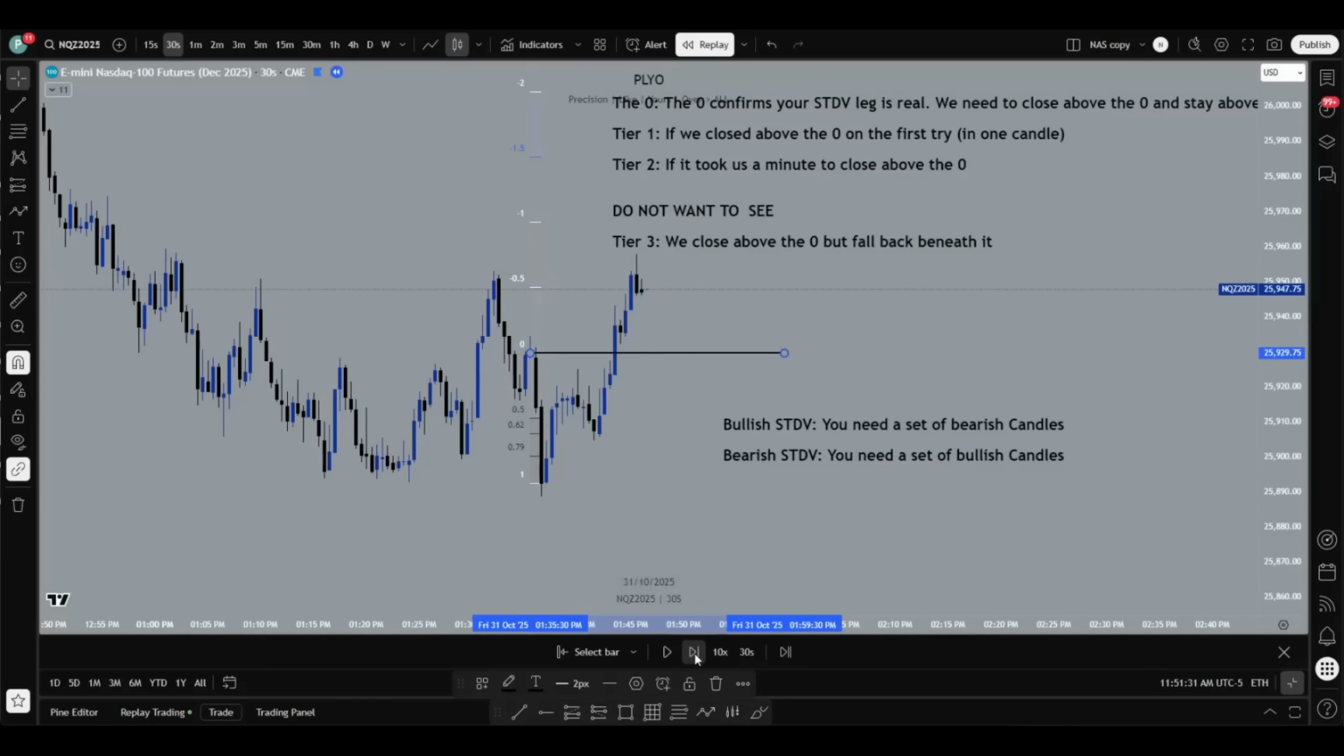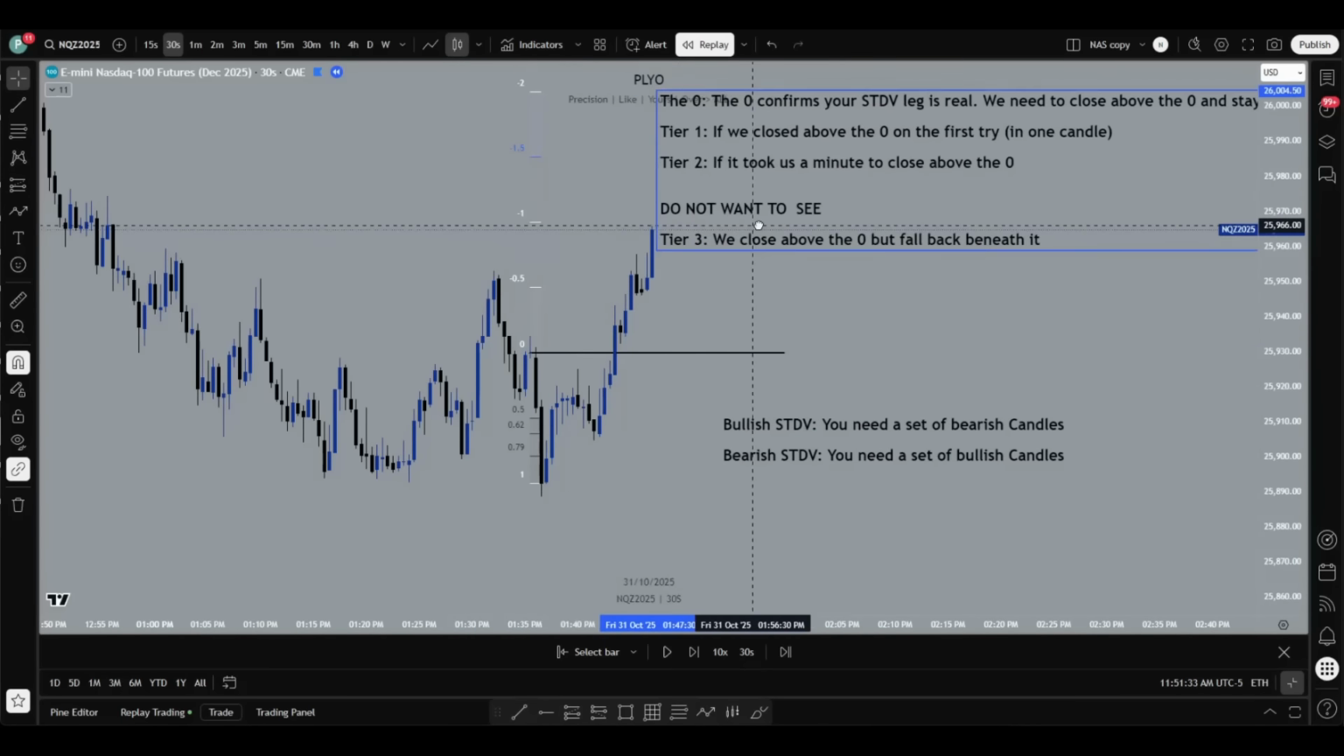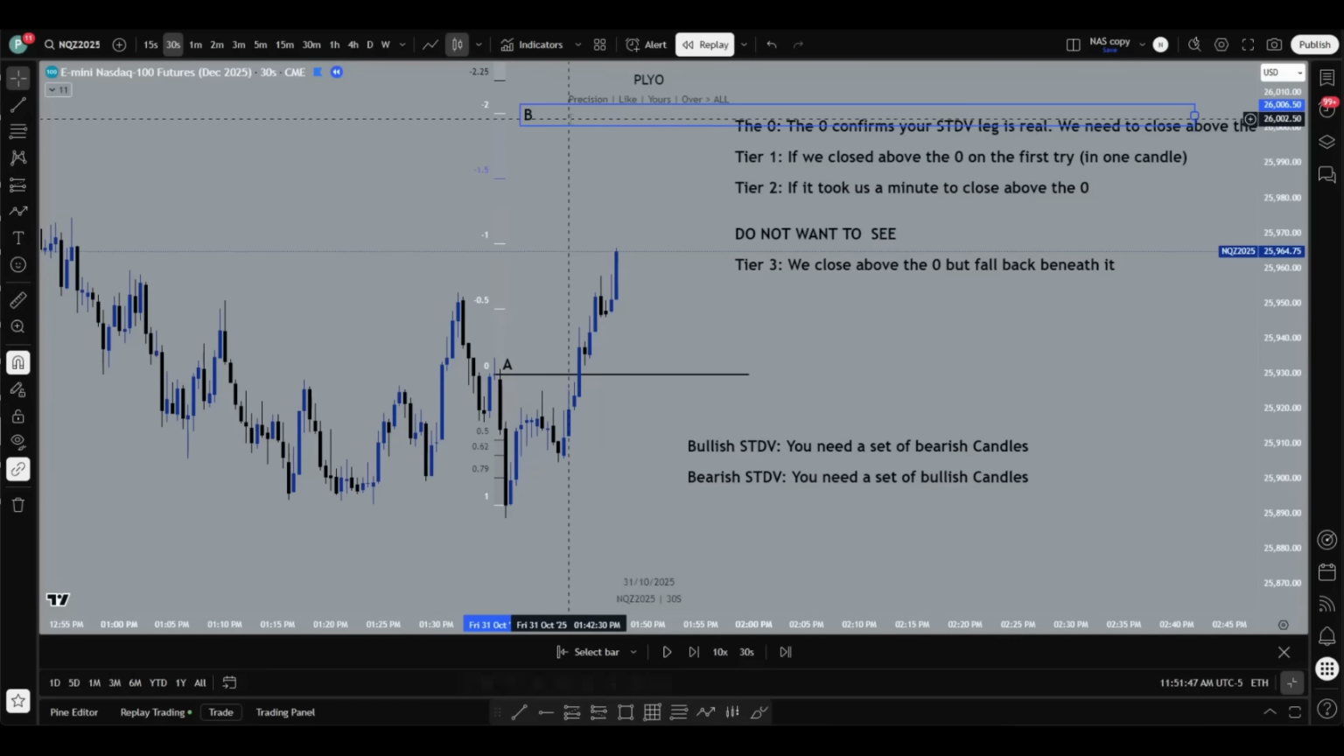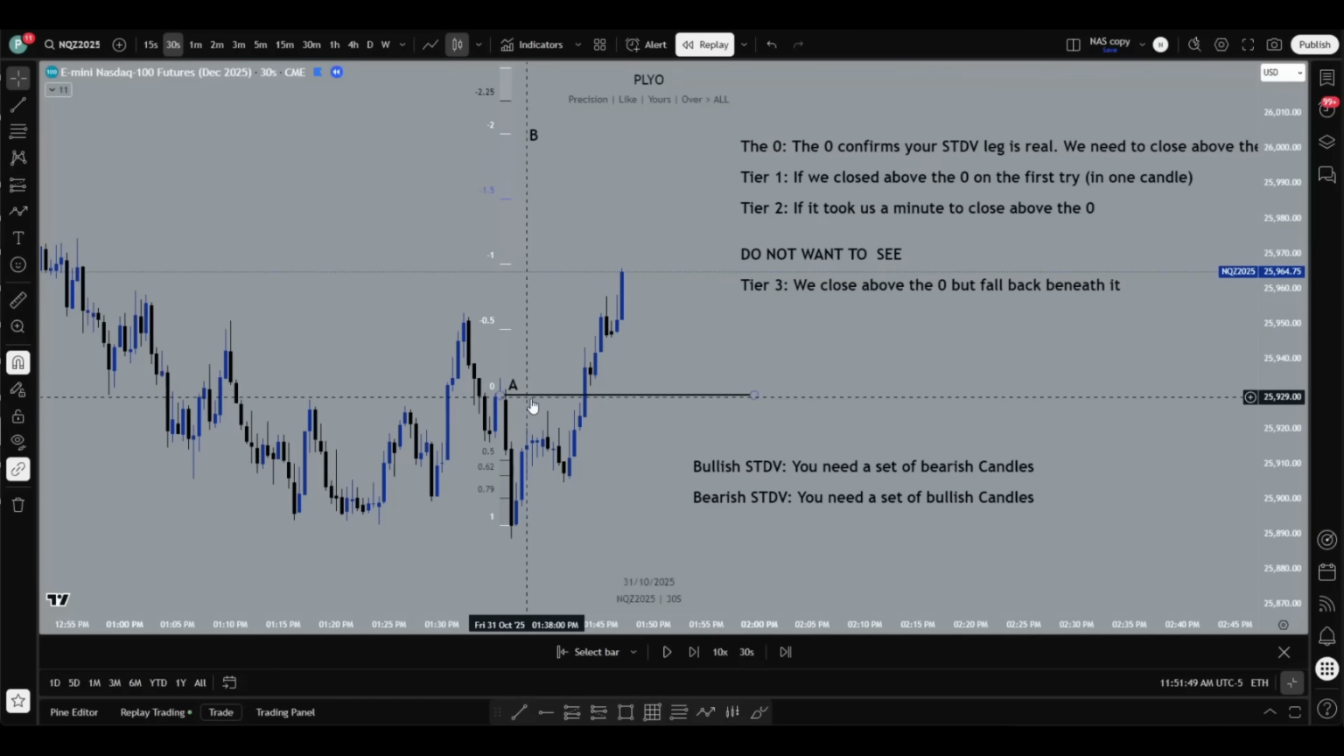If I keep playing this out, you can see we kept going up, which means we have a very, very high chance of going from where? Point A at the 0 to point B being a -2. Remember, the entire goal of this is to get from point A to point B. If we close above the 0, we have a very high chance of getting to point B. Simple as that. Remember, keep it simple.